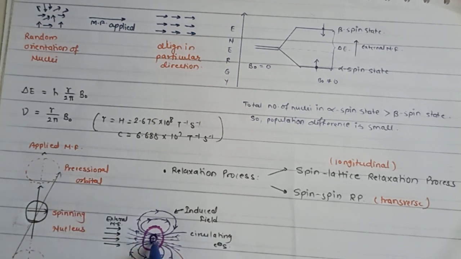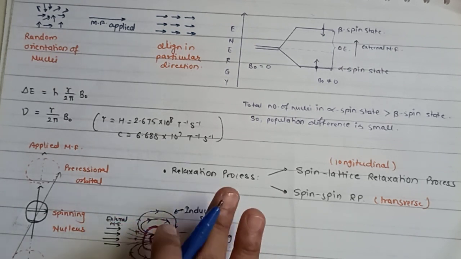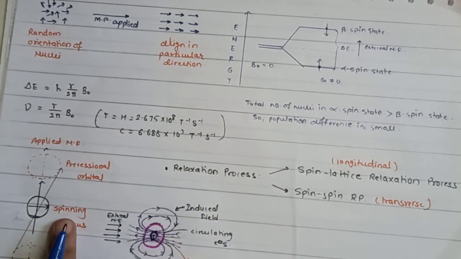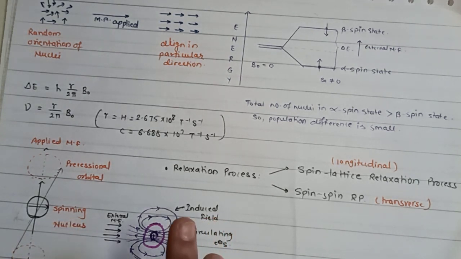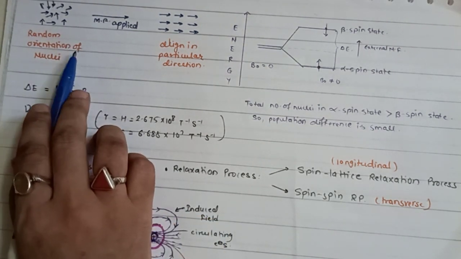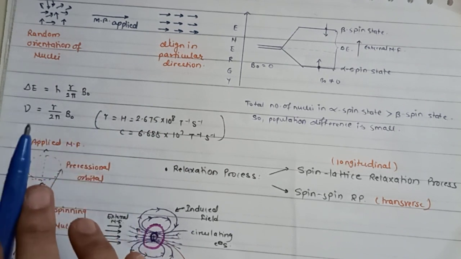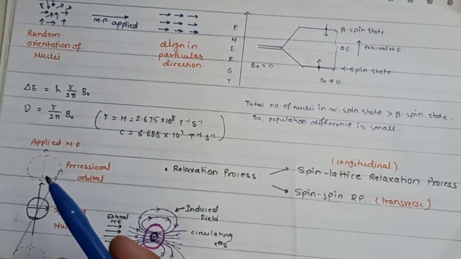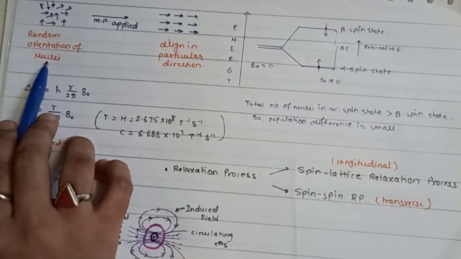Here these are the protons, so when they spin, they are going to generate some magnetic field along the axis of rotation. Thus we can say that the spinning nuclei behave like a teeny bar magnet with the magnetic moment mu. In the absence of an external magnetic field, all the magnetic nuclei, your nuclear magnetic dipoles, are randomly oriented, as you can see over here.